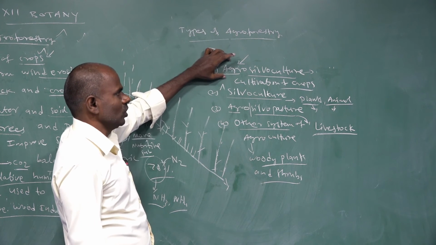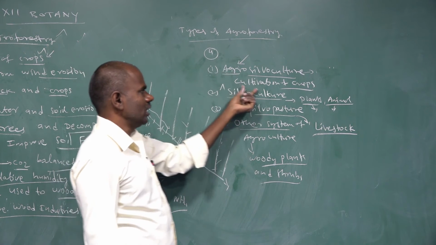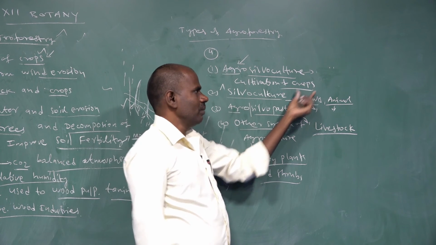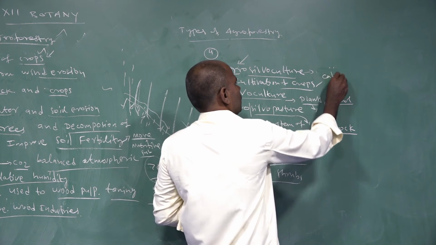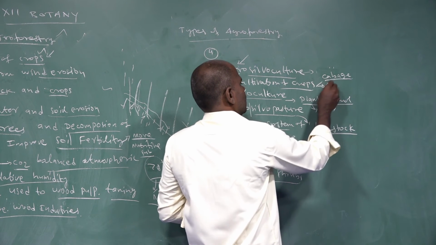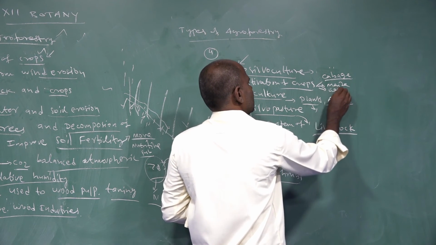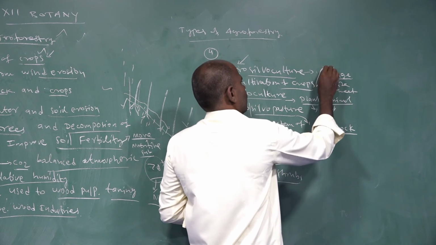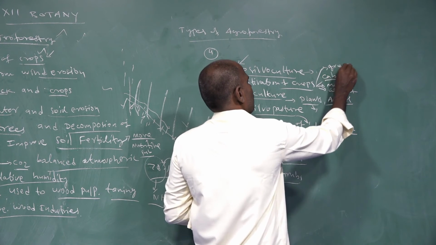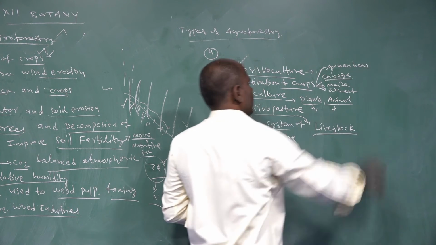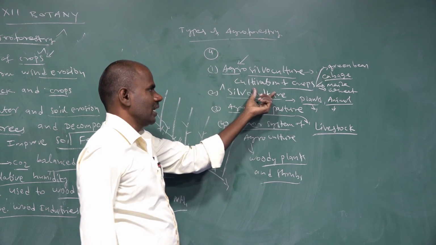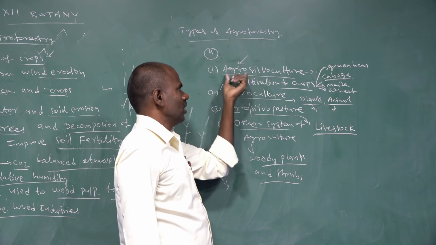The first one is agro-silviculture. Agro-silviculture means cultivation of only crop plants such as cabbage, maize, some types of wheat varieties, and some types of green plants. Green bean plants are cultivated in forest land. That type of plant culture is called agro-silviculture.